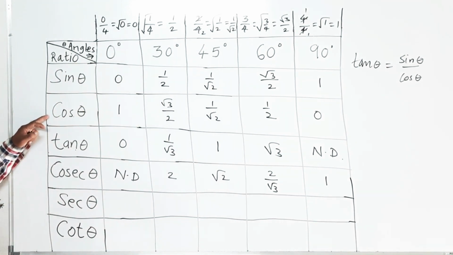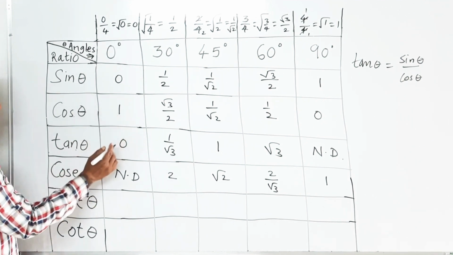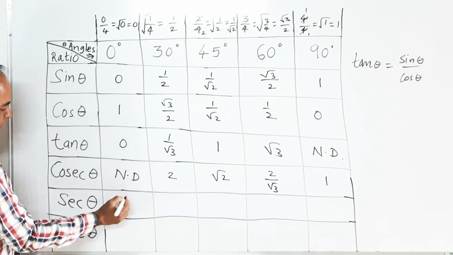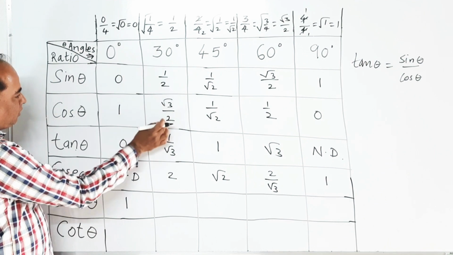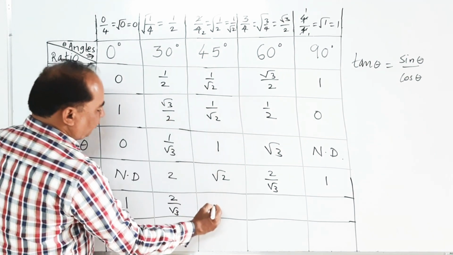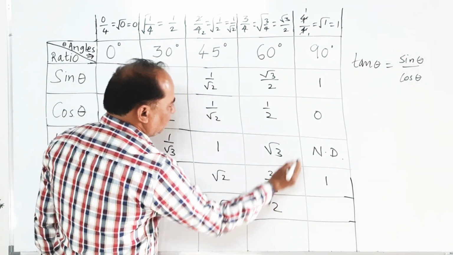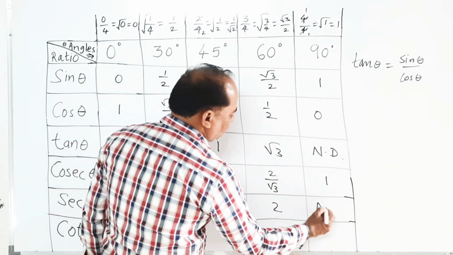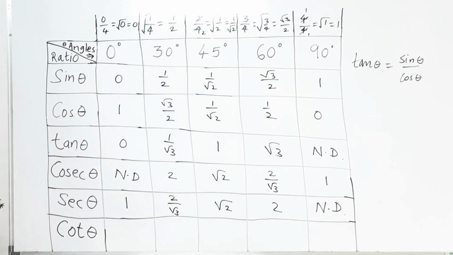Now cos and sec are inverse of each other, so sec theta is the inverse of cos theta. The inverse of cos 0 is 1, so sec 0 is 1. The inverse of root 3 upon 2 is 2 upon root 3, the inverse of 1 upon root 2 is root 2, then the inverse of 1 upon 2 is 2, and the inverse of 0 is not defined. We cannot define the inverse of 0, so sec 90 is not defined.